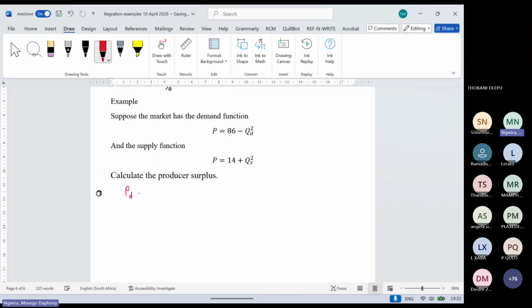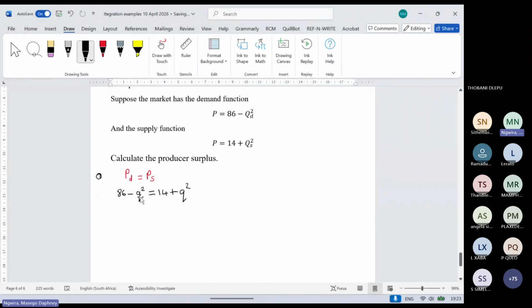PD equals PS. I think we did this at some point, it was at the beginning, so I'm just going to remind you. And then we equate now. So this is our PD: 86 minus Q squared, is equal to 14 plus Q squared. Capital letter Q and small letter q are the same thing, please. And now we solve, like terms one side, apples with apples, bananas with bananas.